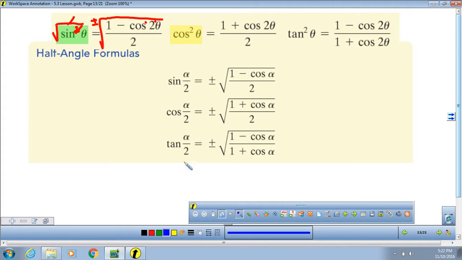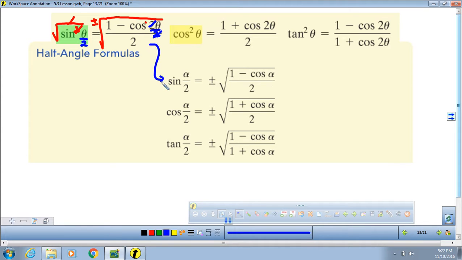But also, since this is a half angle formula, if I divide the angle by 2 right here, then I divide the angle by 2 right here, and that gives me a theta as the angle inside. And that is called the half angle formula. That's where it comes from. It comes from the power reducing formula, but solving for the sine and getting half of the angle, that's the formula that we obtained.